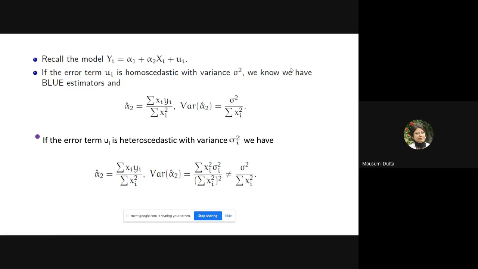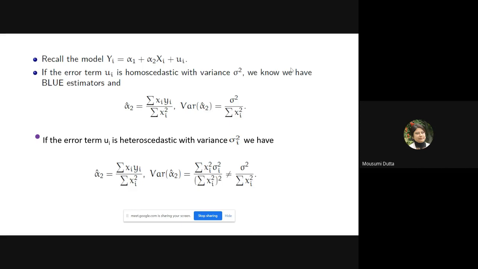We can recall our regression model, which we considered at the undergraduate level, the simple two-variable model. yi is equal to, say, alpha 1 plus alpha 2 xi plus ui. If the error term ui is homoscedastic with variance sigma square, we know that we will get the BLUE estimators and the values of the BLUE estimator. We are more interested in the gradient term. So the BLUE estimator is given by alpha 2 hat, which is summation xi yi divided by summation xi square. And its variance will be given by sigma square divided by summation xi square.